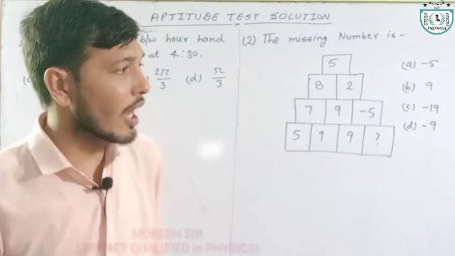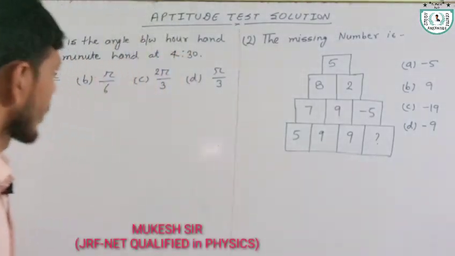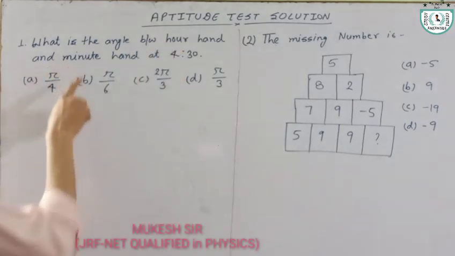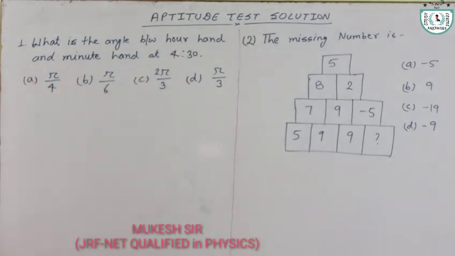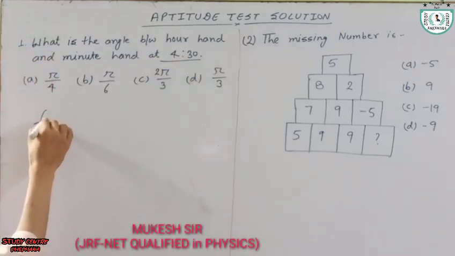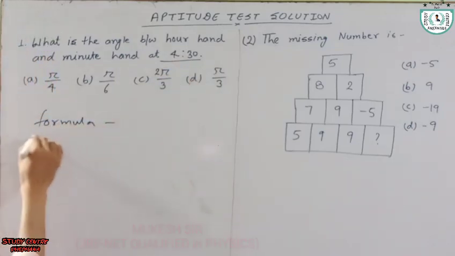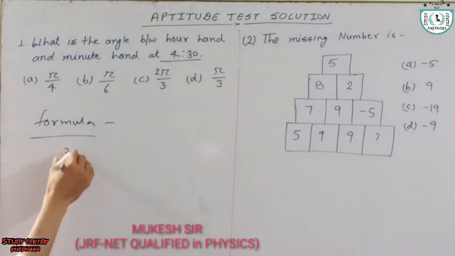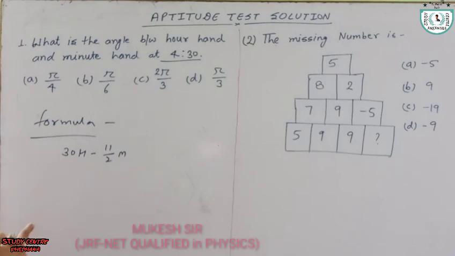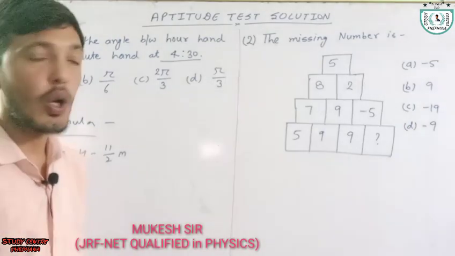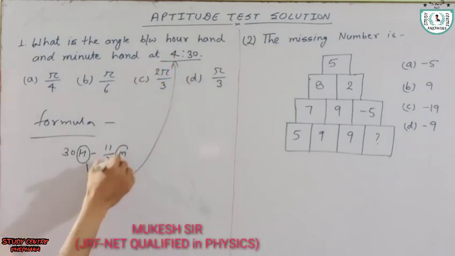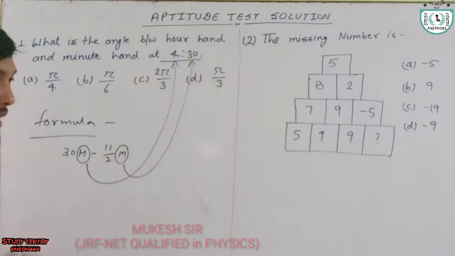Okay, we have questions. Question number 1 is, what is the angle between the hour hand and minute hand at 4:30? For this type of question we have a formula: 30h minus 11 by 2 m. Here h means the hour hand and m means 30, that is, the minute hand.